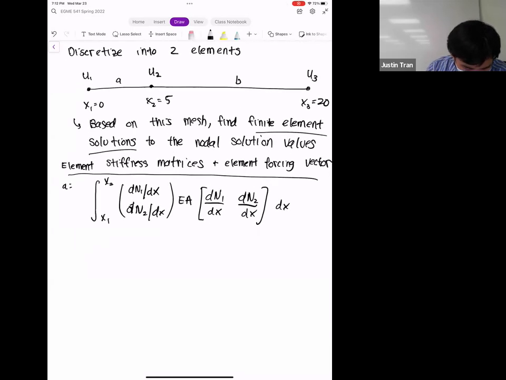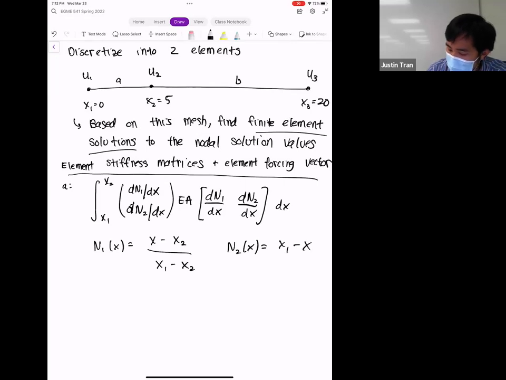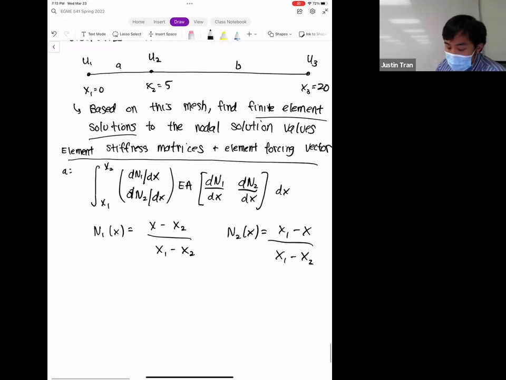Remember, N1 of x, these are the shape functions, remember? So this is (x minus x2) divided by (x1 minus x2), and N2 of x is equal to (x1 minus x) divided by (x1 minus x2). Those are the shape functions for the two ends of our system. We don't need the shape functions here, but we need their derivatives, so let's go ahead and take the derivatives.